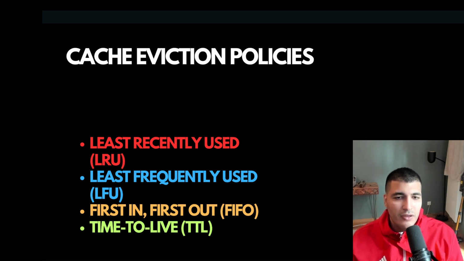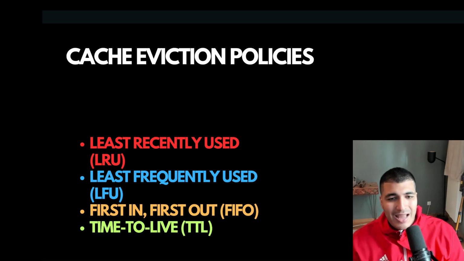First, we have least recently used, or LRU. Basically, least recently used is a very popular policy. It evicts the data that was accessed least recently when the cache is full. The underlying assumption is that data which hasn't been used in a while is less likely to be needed again.